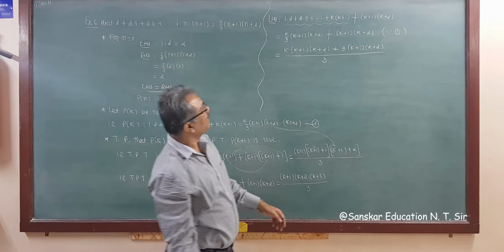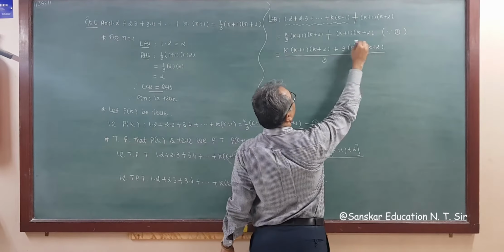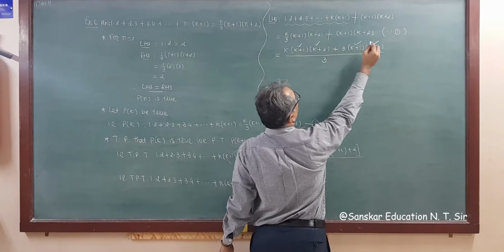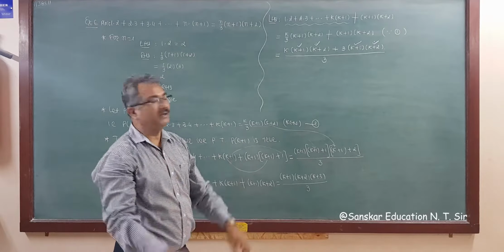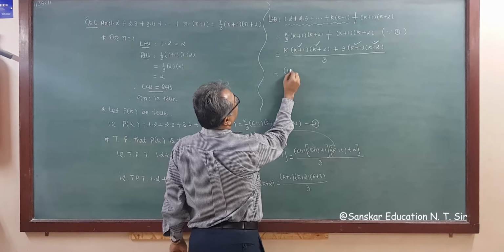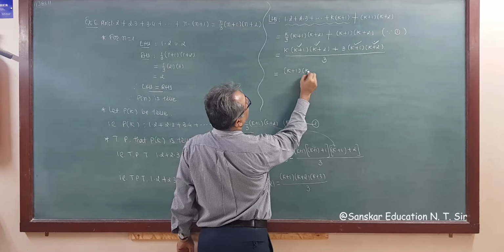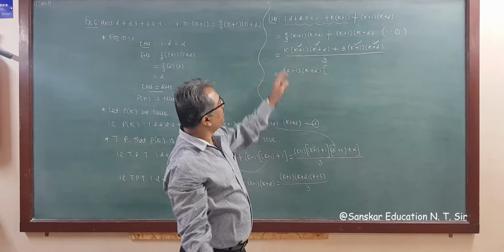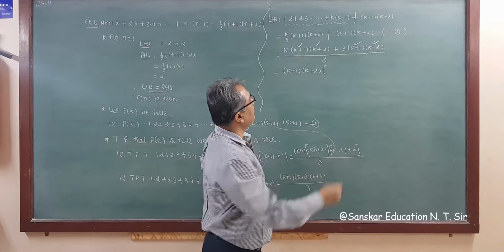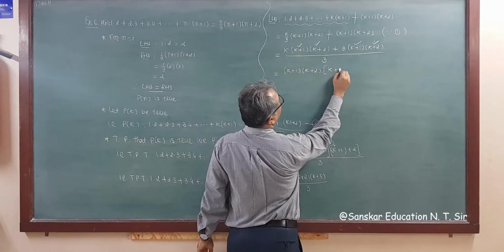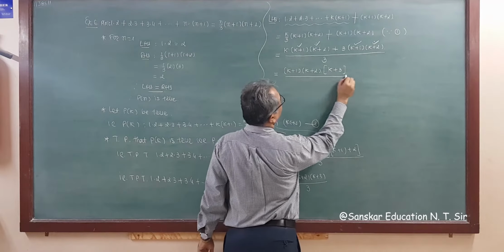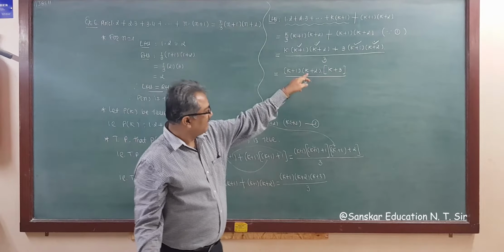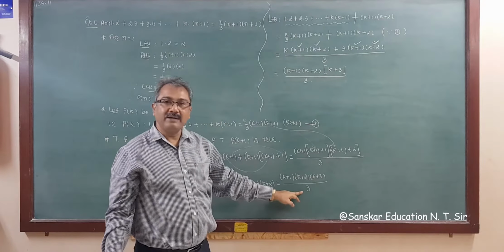Now see, which terms are common? k plus 1, k plus 1, k plus 2, k plus 2. These two terms are common. So taking common, what do we get? This is k plus 1, k plus 2 are common. So the remaining term is k and here 3, so the remaining term will be k plus 3 divided by 3. Now see, what is your answer? k plus 1, k plus 2, k plus 3 upon 3, right?